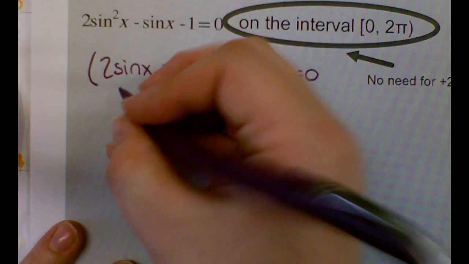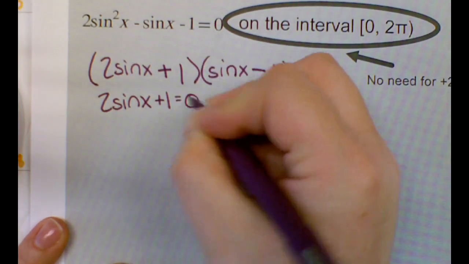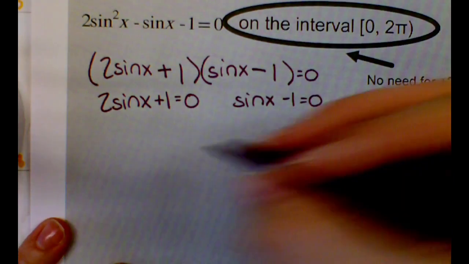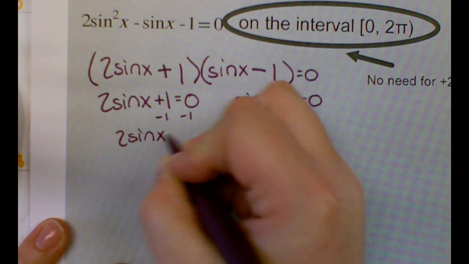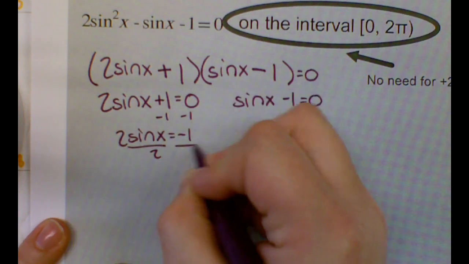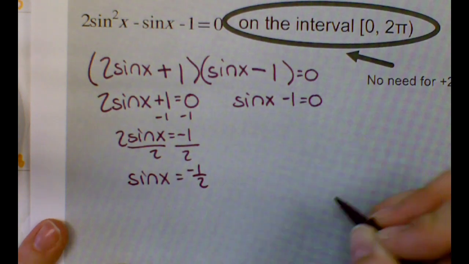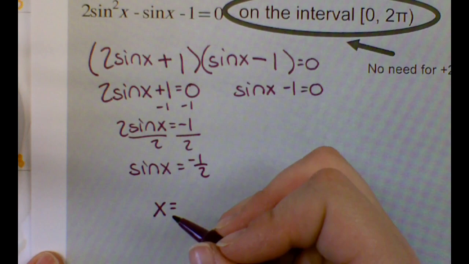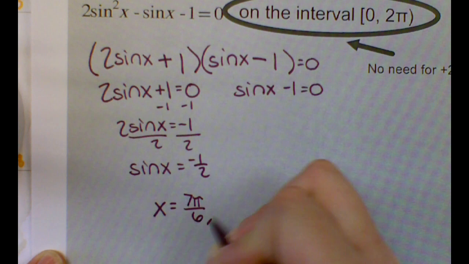Then we set both factors equal to 0. All right, let's get sine alone. I'll subtract 1 over here. I'll divide by 2. So sine of x equals negative 1/2. I look at my unit circle. Where is sine negative 1/2? That's 7 pi over 6 and 11 pi over 6.